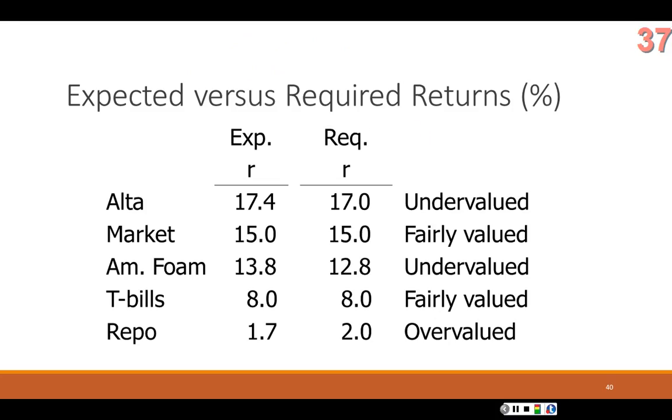We can compare expected versus required returns. The expected return is 17.4% for Alta, but the required return is 17%. So if we can earn more than that required, we would buy. That means that Alta is undervalued. The market is fairly valued. T-bills are fairly valued. But RepoMin, the expected return is less than the required return, meaning that we would not buy, and this stock is overvalued.